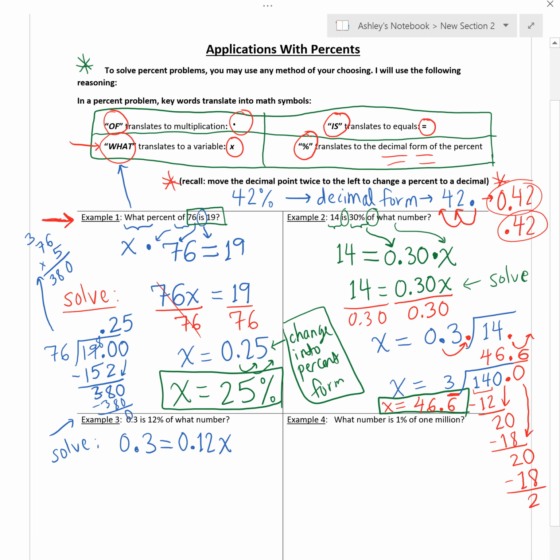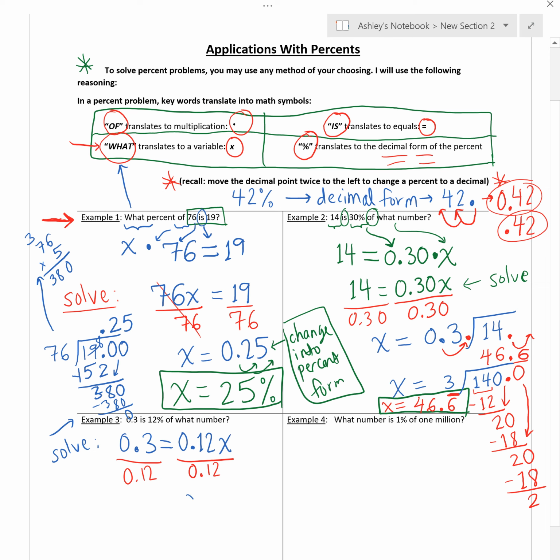These kind of all look the same. Now I need to get x by itself, and since x is being multiplied by 0.12, I'm going to divide both sides by it here. Oh, and another tedious division. Wonderful. I love dividing, don't you?